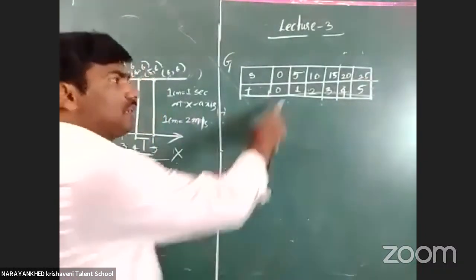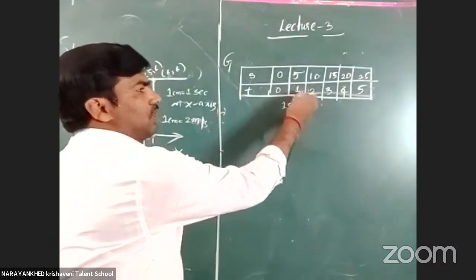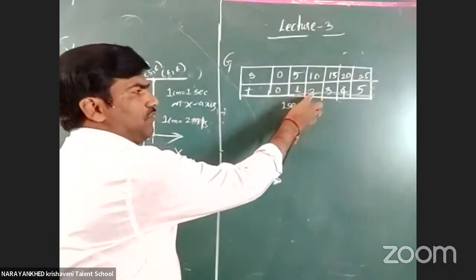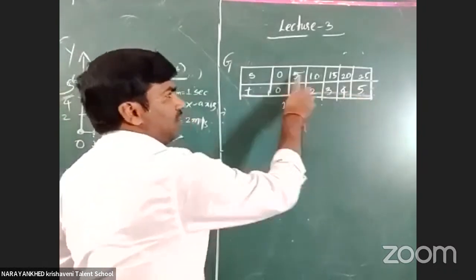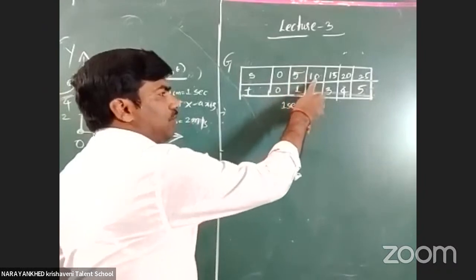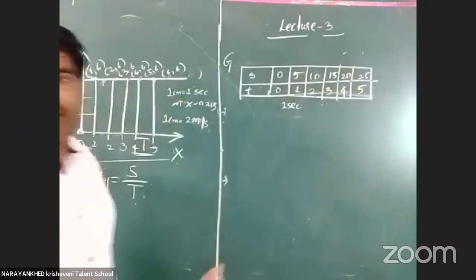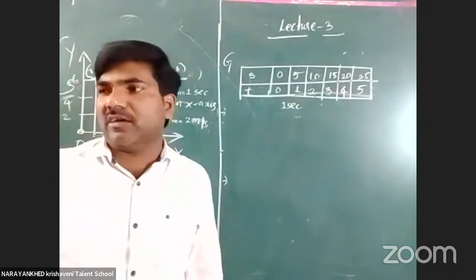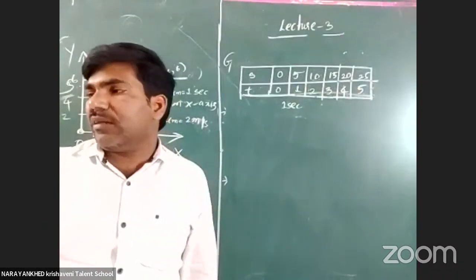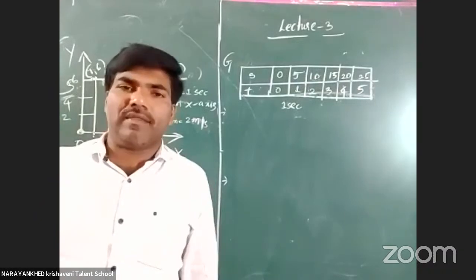What are we considering? Every time difference is how much? 1 second. From each reading to the next, how much time difference? 1 second. What is the distance difference? 5 meters. Every time interval, every 1 second, the body travels 5-meter distance only. That's why this is called uniform motion.